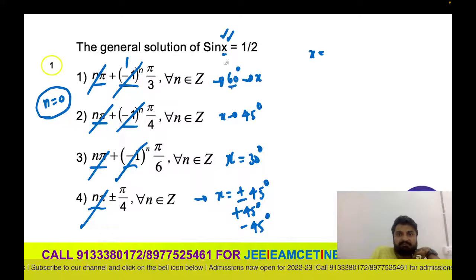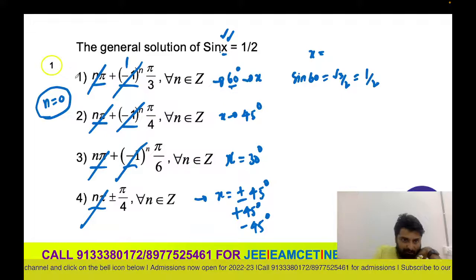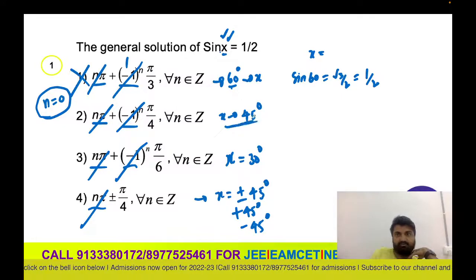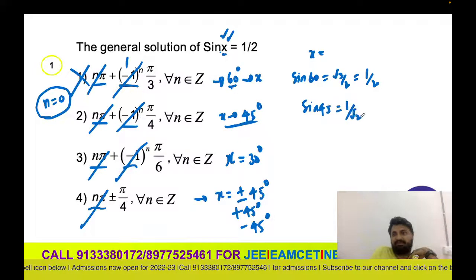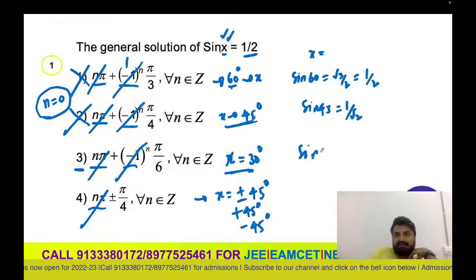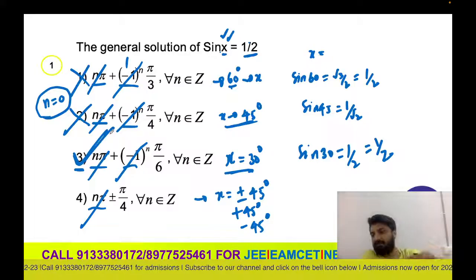First option is 60. What is sine 60? Sine 60 is nothing but root 3 by 2, but the right hand side is given as 1 by 2. First option is eliminated. Now if we look at the second option, it's 45 degrees. Sine 45 is 1 by root 2. Is 1 by root 2 equal to 1 by 2? No. So second option is also ruled out. Third option is 30 degrees. Sine 30 degrees, value is half, which is equal to half. Third option will be your final answer.